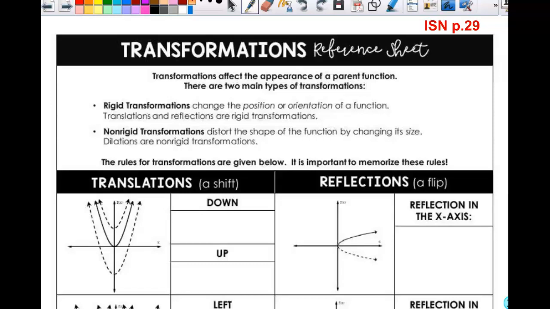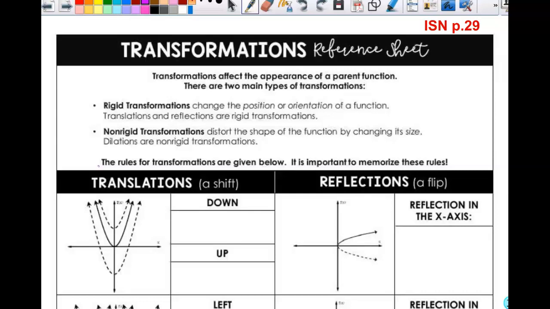Okay, so we're starting with the reference sheets. Your first slide should look like just this part up here. We're talking about transformations. Transformations are huge. Not just that you can move a graph around, but that you understand conceptually, overall, big picture, what is happening.